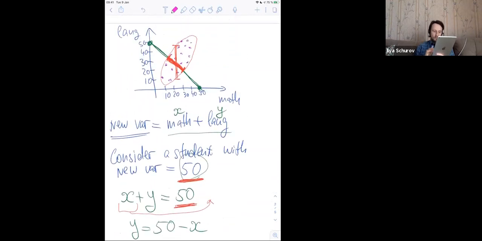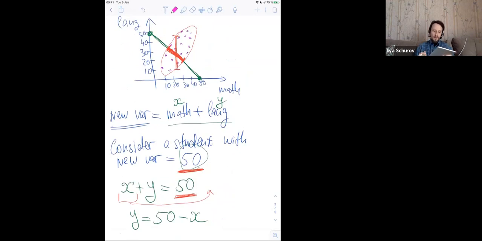Let us return to this picture. In fact, we see that this new variable that is just a sum of math and lang is a good choice if we want to reduce this uncertainty, if we measure this uncertainty as a length of this segment. Another name for this length is just a variance of the corresponding variable.